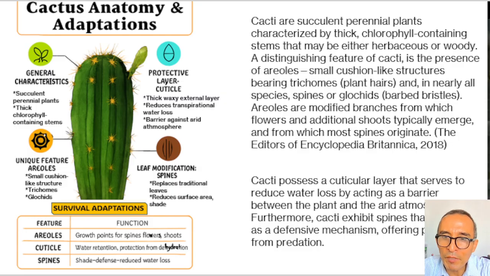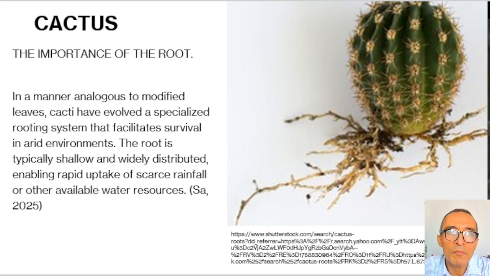For survival adaptations: areoles, growth points for spine, flower, and shoots; the cuticle for water retention and protection from dehydration; and the spines as a shade defense to reduce also water loss and to avoid predators destroying the plant.